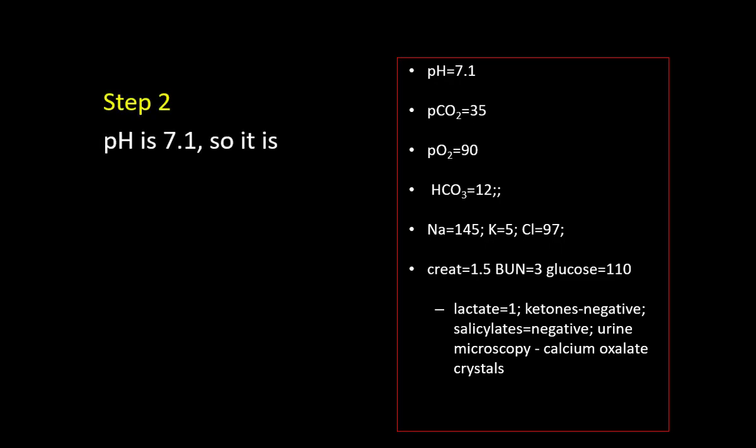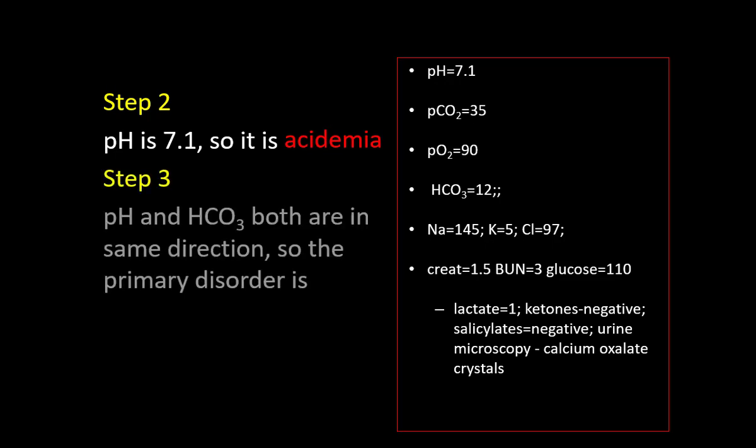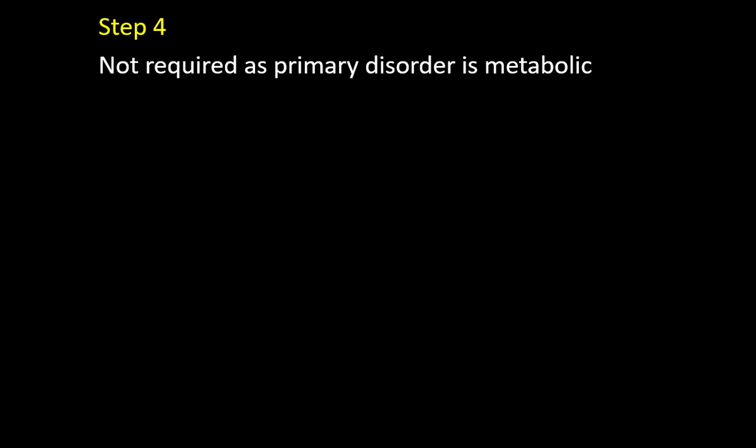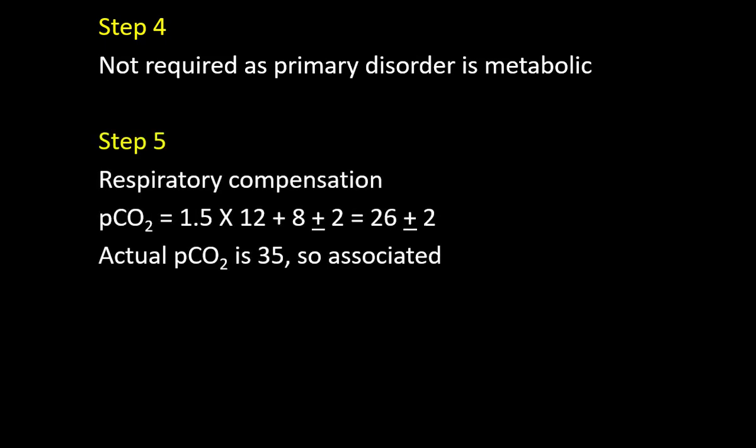Step 2, pH is 7.1. So it is what? Acidemia. Step 3, pH and PCO2 both are in the same direction. So the primary disorder is metabolic. Step 4, is it required or not? Step 4 is there for respiratory. So if it is metabolic, we can omit step 4.